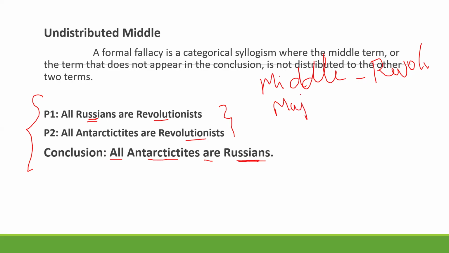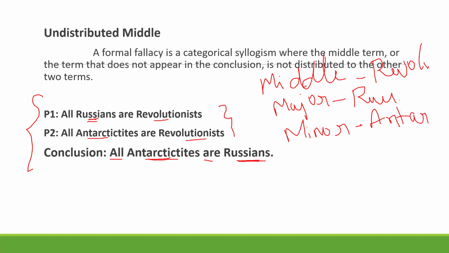So major term is the Russian. That we have to know. Okay, this is secure for this one. So next one, what is minor term? The minor term will be in the second premise, and it has to come in the conclusion as the subject term. Okay, so what is the minor term? This is Antarctic.